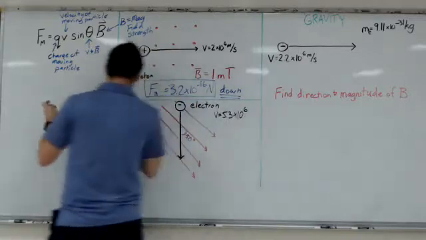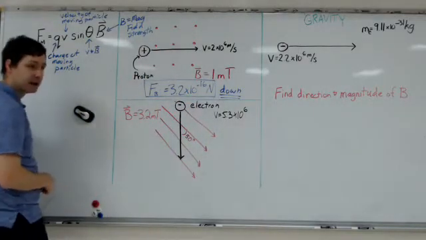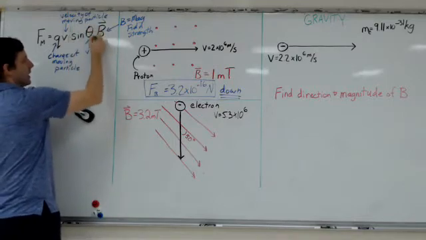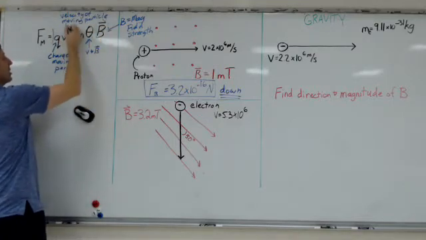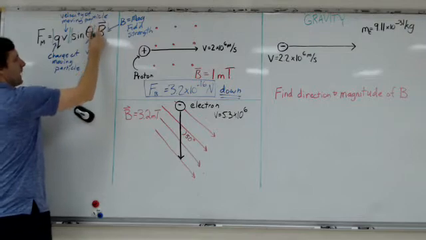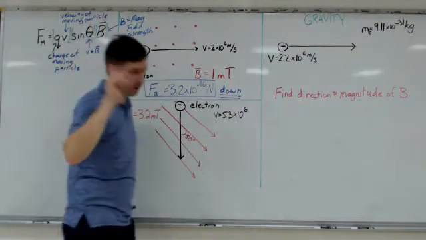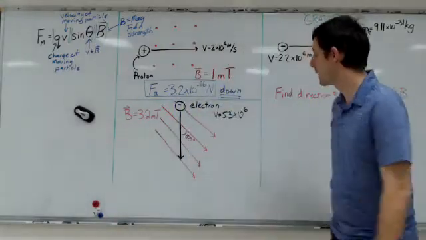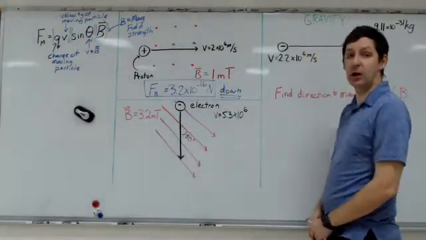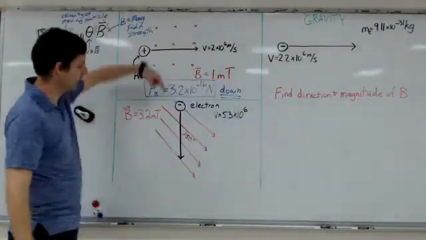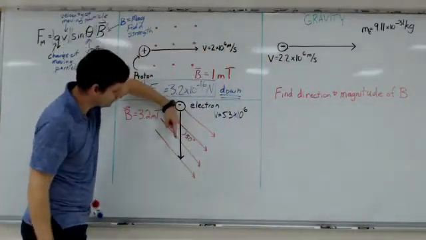If you want, you can go ahead and throw in a bunch of absolute value signs here. So we're just going to use the positive values there, okay? And so direction will come from our right-hand rule, all right? So we've got the electron moving down. Let's do the direction first because we know how to do that. So we've got the electron going down.